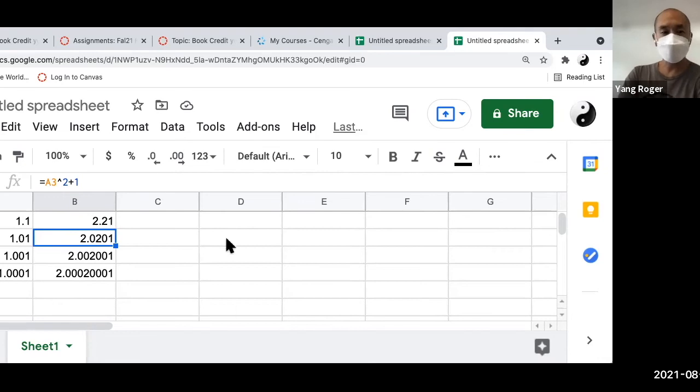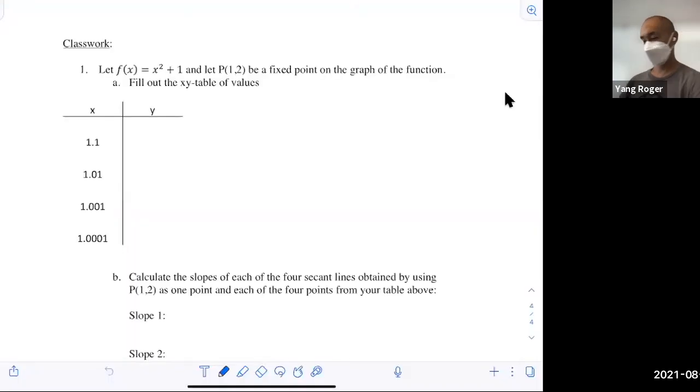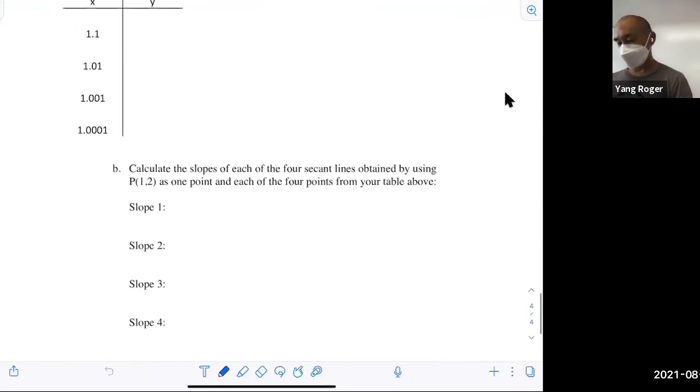Let me go back to my iPad here. Okay. So now that you have those values, I want you to calculate the slopes, just like we did over here. So this part I want you to do, okay? Take a few moments to calculate those slopes, and we'll go over the answers together.